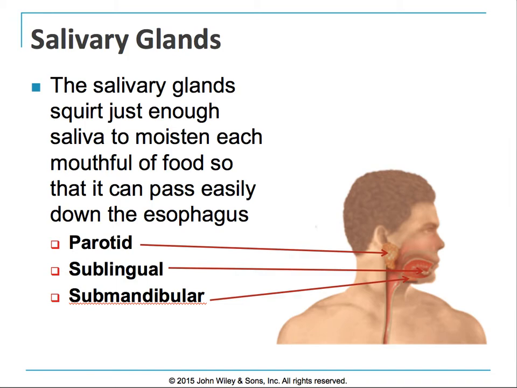Salivary glands. The salivary glands squirt just enough saliva to moisten each mouthful of food so that it can pass easily down the esophagus. And you have 3 different salivary glands. You can see with the arrows how they indicate each is in a different location. We have the parotid, which is up at the top of your throat, the sublingual, which is under your tongue, and the submandibular, which is right in the back of your mouth underneath your teeth.